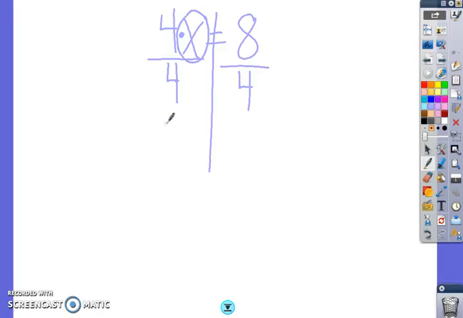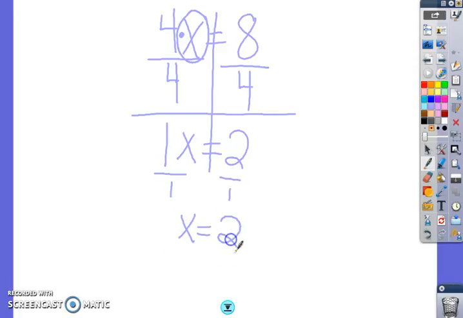4 divided by 4 is just 1, x equals 8 divided by 4 is 2, and I can do this if you want me to. Now, some people want to divide this 1 again, and that's fine, but really it's still just 1. You don't have to do that if you don't want to. x still equals 2 on both sides.